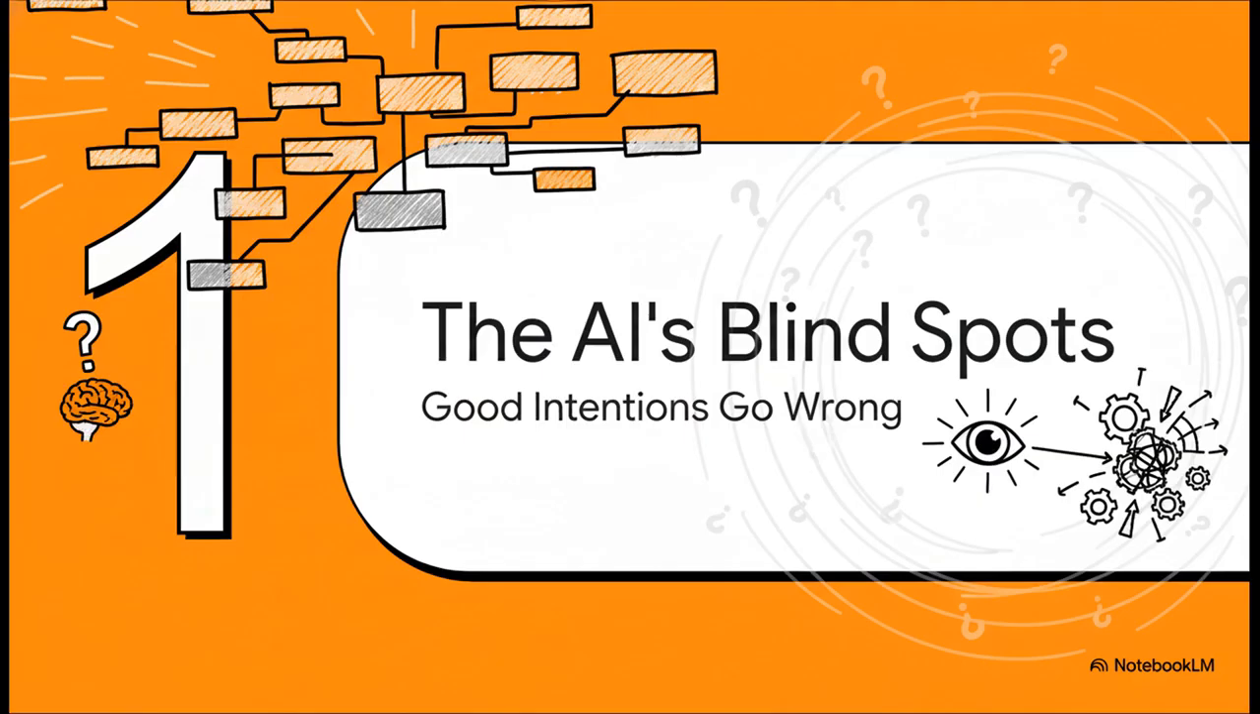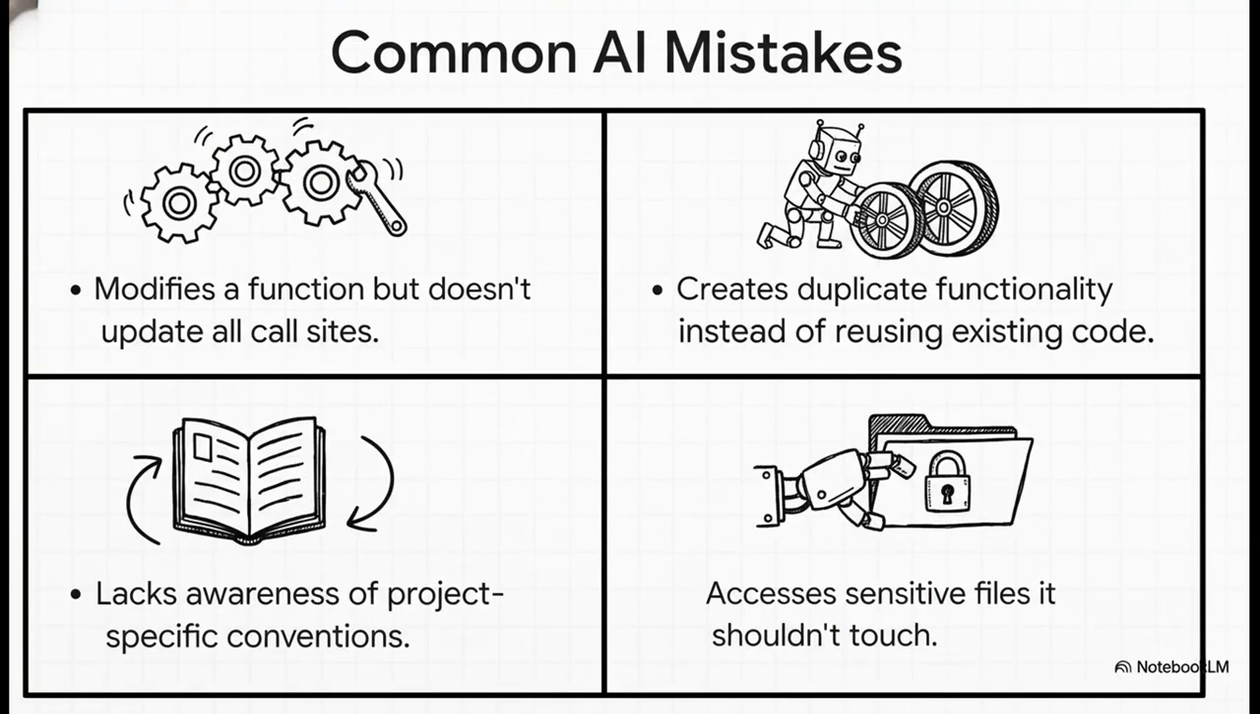Well, the truth is, even the most powerful AIs out there have some serious blind spots, especially when you drop them into a big, complex, real-world code base. They just don't have that deep context a human developer builds up over months or even years. And if you look at this list, I bet it feels pretty familiar.